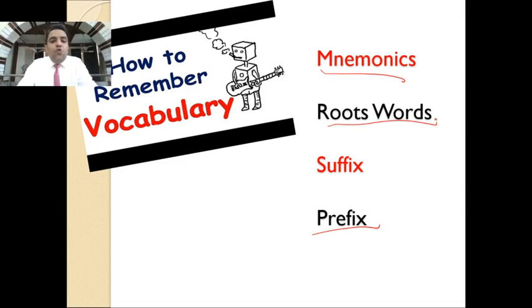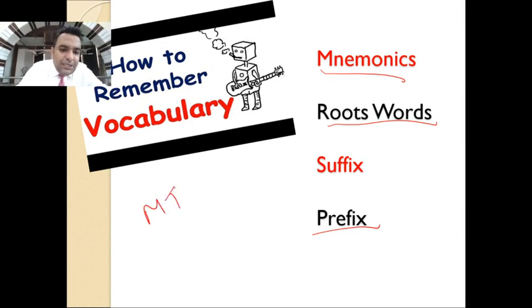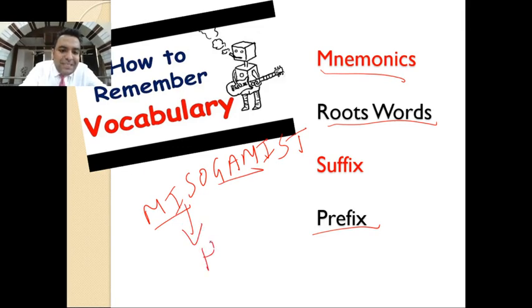Let's go ahead with root words. Root words, let's take an example. The word is mesogamist. So here the root words are meso and gamy. Now let's understand meso. Wherever you have meso, that means hate.